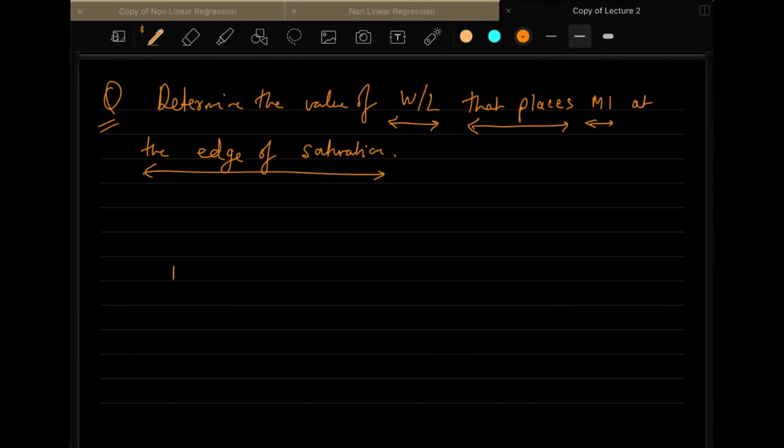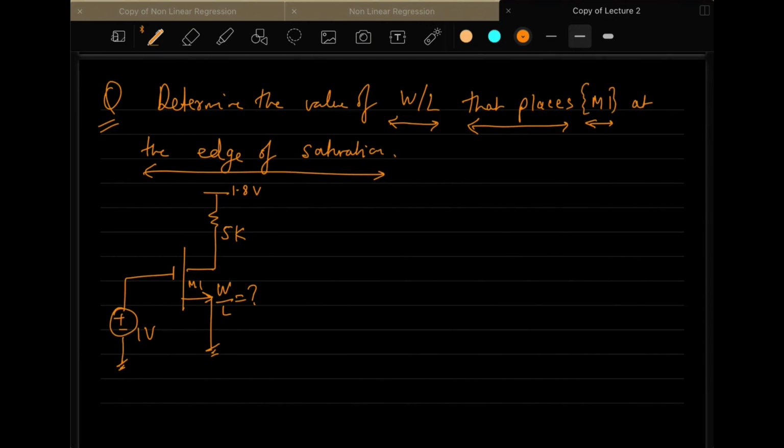So we have the same circuit here. This is your M1, this is your voltage source of 5, this is the resistance, and this is your voltage of 1.8 volts, and then you have 1 volt here. Please note, we have to calculate W by L here. In order to calculate W by L, the condition given is that M1 has to be at the edge of the saturation. So let us solve this.